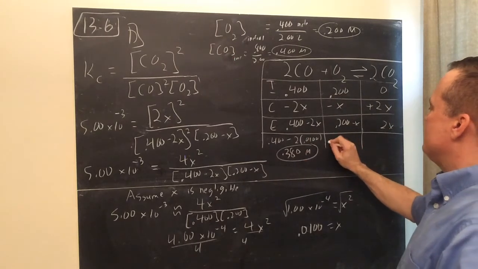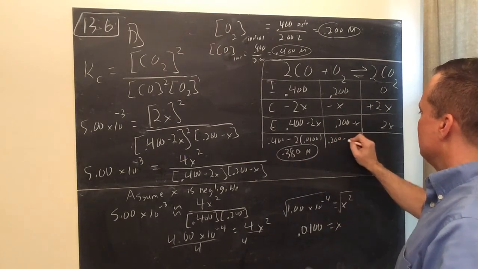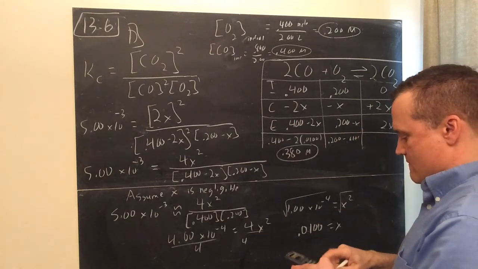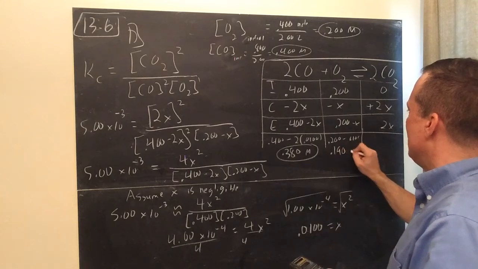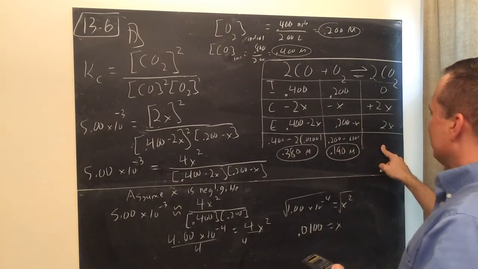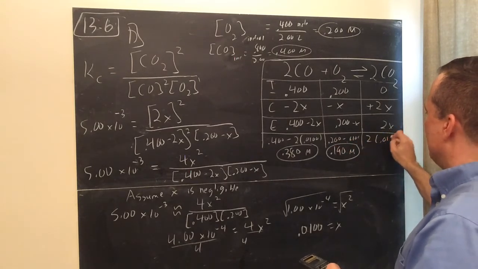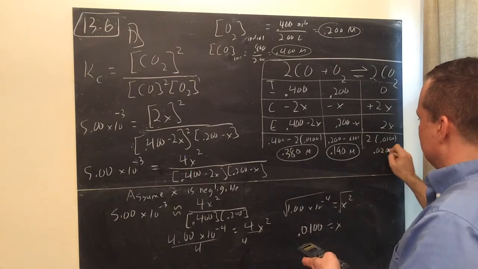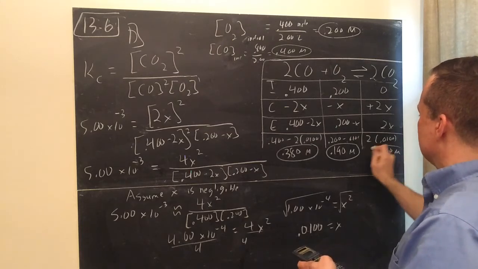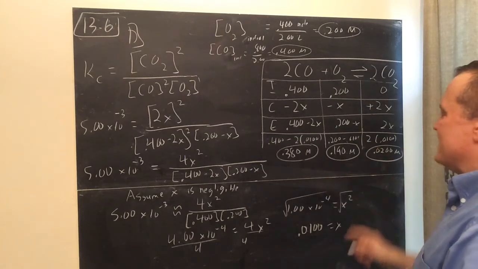For oxygen, it's going to be 0.200 minus 0.0100, which is 0.190 molar. And for this one, it's going to be 2 times 0.0100, which is 0.0200 molar. It's going to be a very small number. There are your 3 answers.